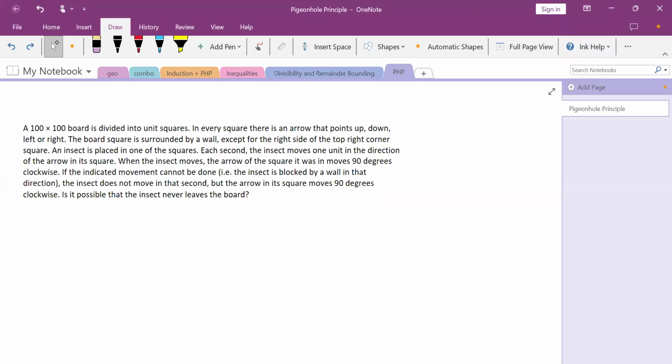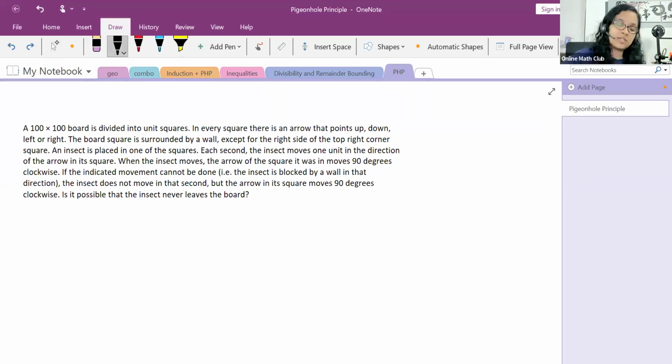So the initial directions of the grids don't matter. The insect just moves as it likes until it reaches a wall. Yeah, the initial configuration could be anything. It just moves in the directions given.